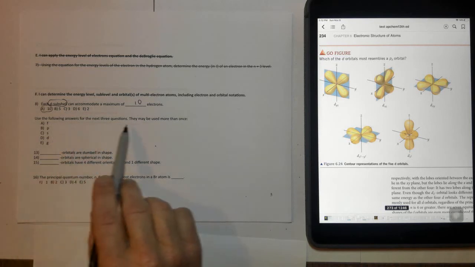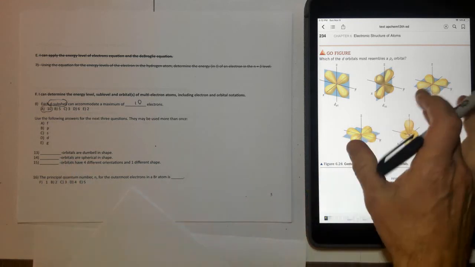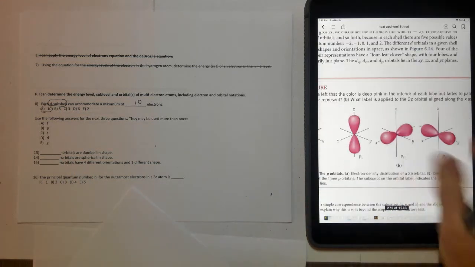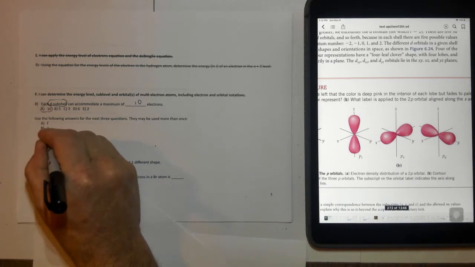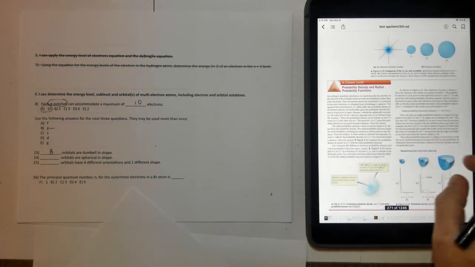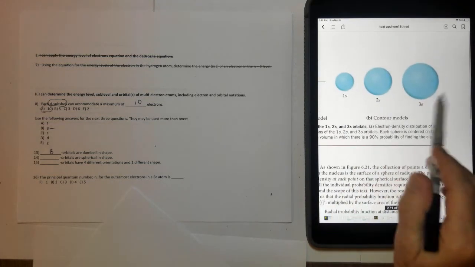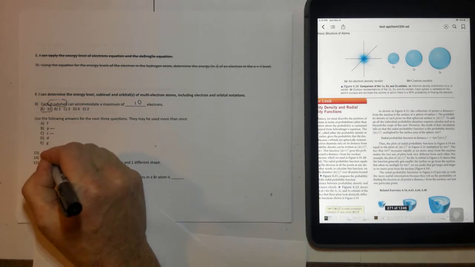Use the following answers for the next 3 questions. They can be used more than once. Blank have orbitals that are a dumbbell shape. So p orbitals right here are the dumbbell shape, which is B, p orbitals. Blank orbitals have a spherical shape. So if you back up a page right here, you can see the 1s, 2s, and 3s orbitals, and they're spherical in shape. So those would be C.